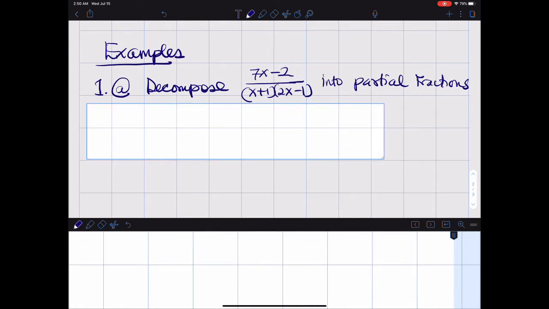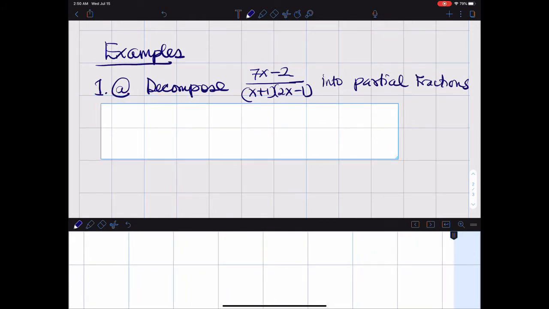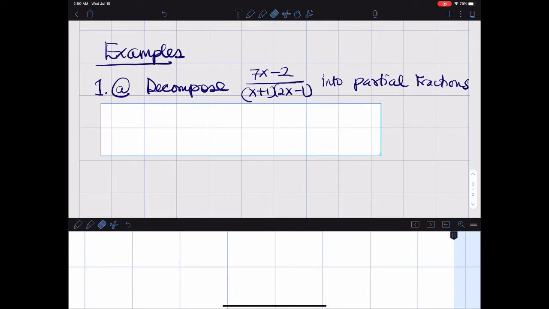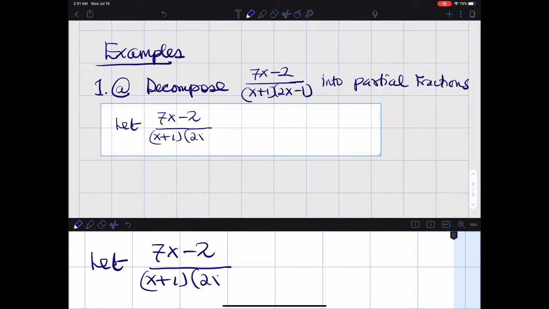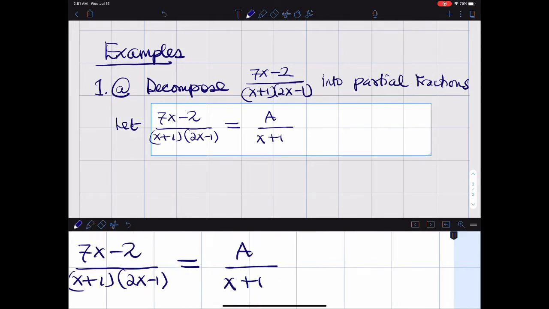So, this is a good problem because we already know the answer, for one. Second of all, the fact that the denominator is factored is giving us a hint. That hint is that we should let (7x minus 2) over (x plus 1)(2x minus 1) be written as a over x plus 1 plus b over 2x minus 1. So if we can find what a and b are, then we're good.